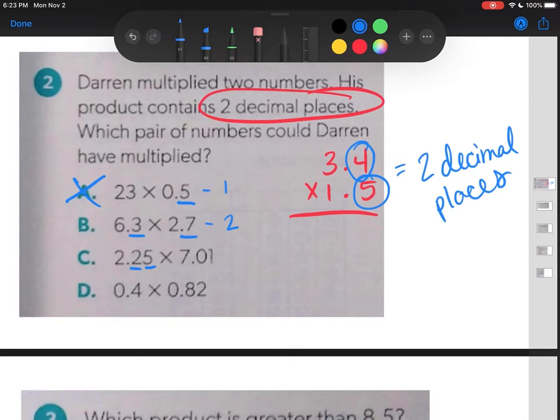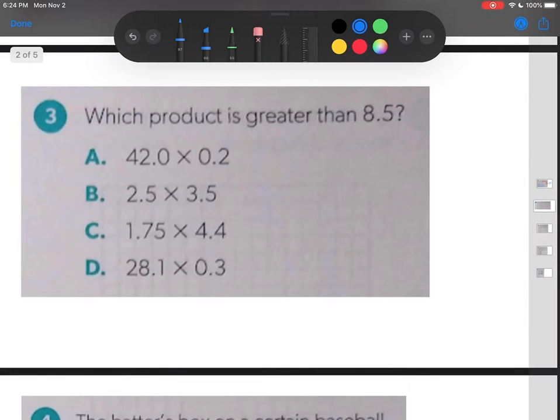That sounds good, but let's check through the rest of them. C has 2 and 5 to the right of the decimal and 0 and 1 to the right of the decimal. That is 4 numbers to the right of my decimal, so that'd be 4 decimal places. That's not correct. Let's look at D. We've got 1 number to the right of our decimal for 4/10 and 2 numbers to the right of the decimal in 82 hundredths. That's 3 decimal places in my answer, which is not correct. So our answer is going to be B, 6 3/10 times 2 7/10. So we could answer that without even having to do the actual math for every single problem. Let's look at our next problem.